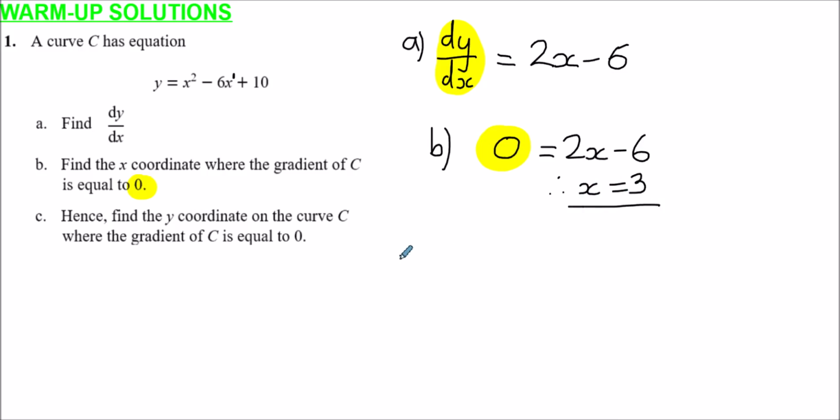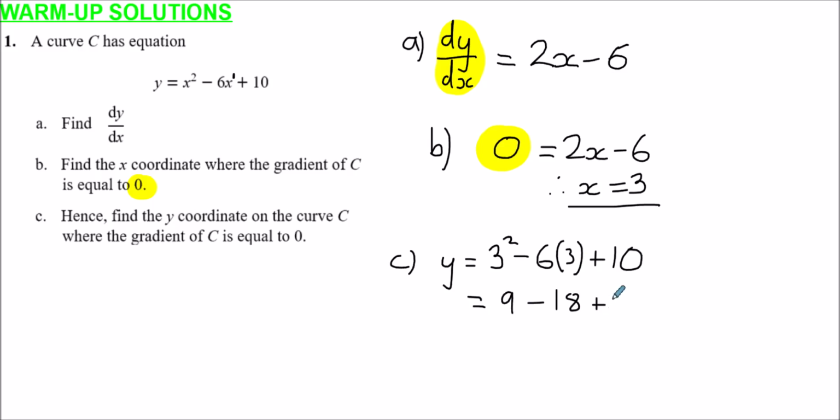And part C, hence find the y-coordinate on the curve C where the gradient of C is equal to 0. We're just going to substitute in x equals 3 into this function here. And so y, when x is 3, is going to be 3 squared minus 6 lots of 3 plus 10, which is going to be 9 minus 18 plus 10, and so y will just be 1. In other words, the coordinate of the point on the curve with gradient 0 is going to be 3, 1.